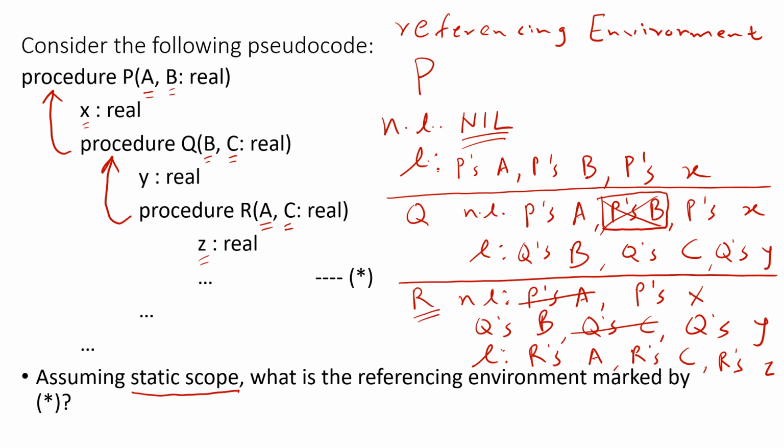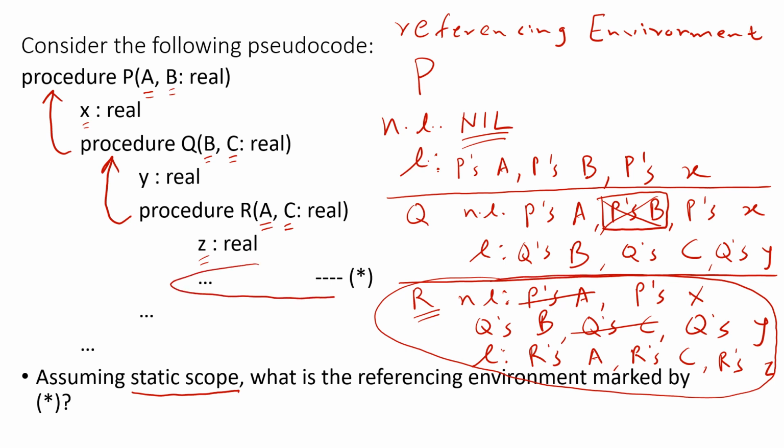Right? So this is our final answer. What is our final answer? The referencing environment at this position is: you can access P's X, you can access Q's B, you can access Q's Y, you can access R's A, R's C, and R's Z. Okay, I hope you have understood. Thank you.